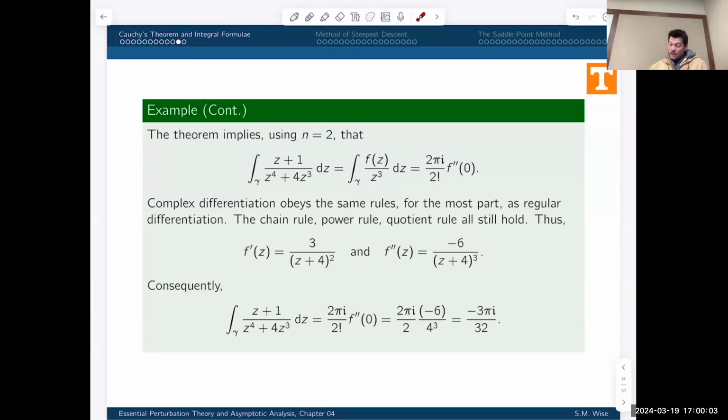Now, again, complex differentiation has the same rules that real differentiation has for the most part. If I want to take the derivative of f, being a rational function, I'm going to use the quotient rule. The first derivative just gives you 3 over (z plus 4) squared. You can try that out. The quotient rule is just going to give you 3 over (z plus 4) squared. Just try it out.